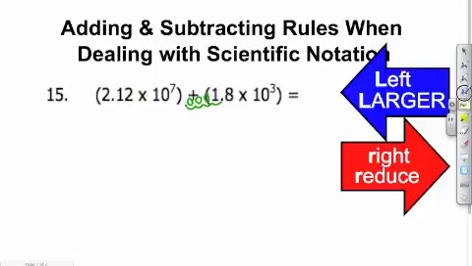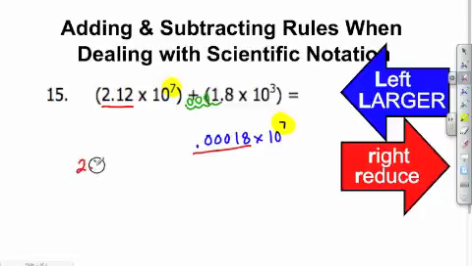Alright, I'm going to rewrite this number 0.00018, and it's not going to be times 10 to the third anymore, it's now going to be times 10 to the 7th. And so you'll notice that now the exponents on my 10 match each other. That's the first thing that I need to do. Alright, the next thing I'm going to do is take the coefficients of these two numbers and add them together just like they were regular numbers.